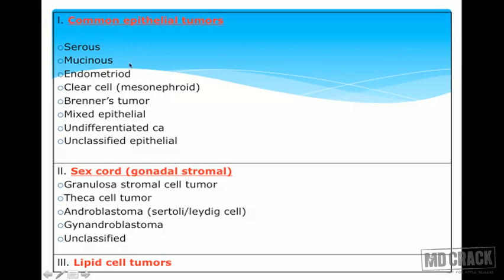is forming tumor, like serous tumor, mucinous, endometrioid, clear cell, that is mesonephroid, Brenner's tumor, mixed epithelial tumor, undifferentiated and unclassified. In common epithelial tumors, the tumors to be remembered are serous, mucinous, endometrioid, and Brenner is a very common or very important tumor in the epithelial variety.